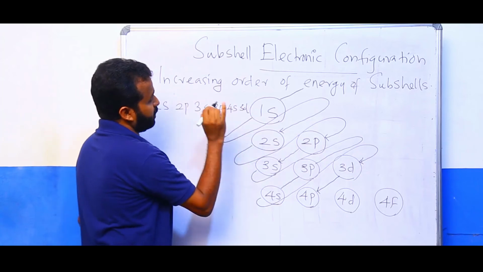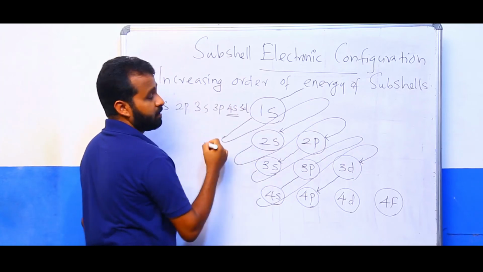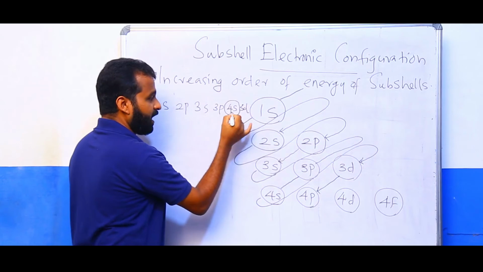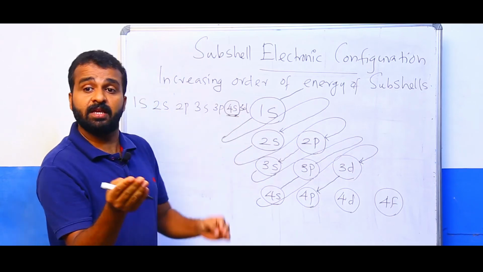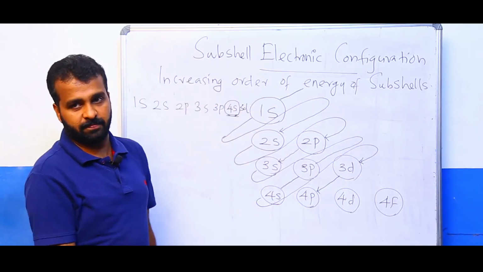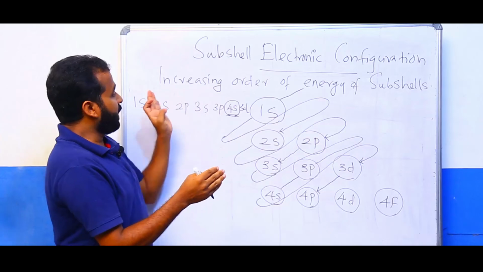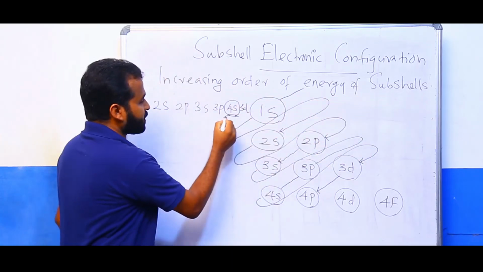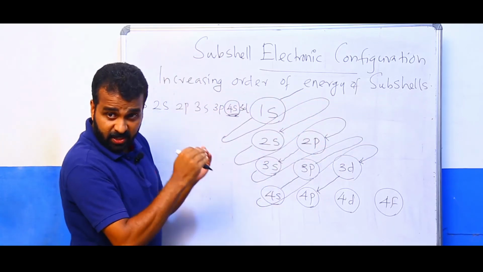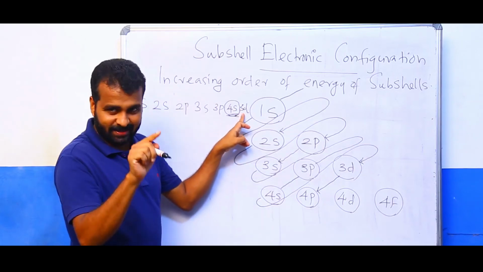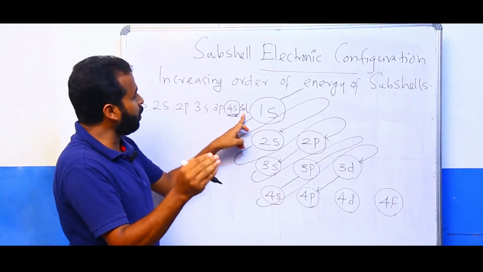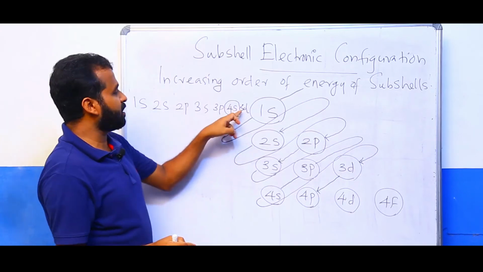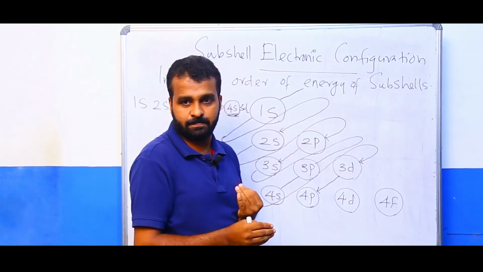Why are electrons first filled in the 4s subshell? Because the 4s subshell has lower energy compared to the 3d subshell. We have already studied that electrons are filled in increasing order of energy. So first of all, electrons are filled in the 4s subshell. After that, electrons are filled in the 3d subshell.